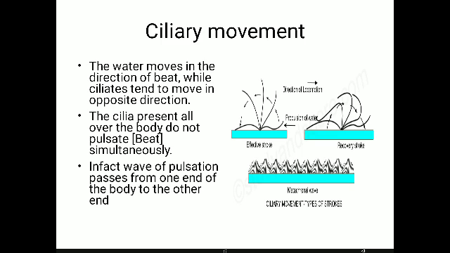So dear students, this is about locomotion in protozoa. It is carried out by three different methods using three different locomotory organelles: pseudopodia, for amoeboid movement; the flagellum, for flagellar movement; and cilia, for ciliary movement.